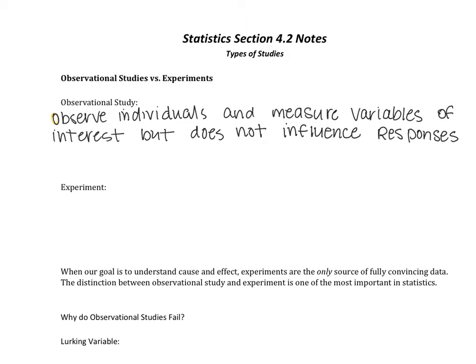responses. The most common type of observational study in the medical field is when they stick people in a room and behind a two-way mirror, they're just watching them and writing down what they see. So they're observing, they're watching. They're not influencing the results like an experiment.